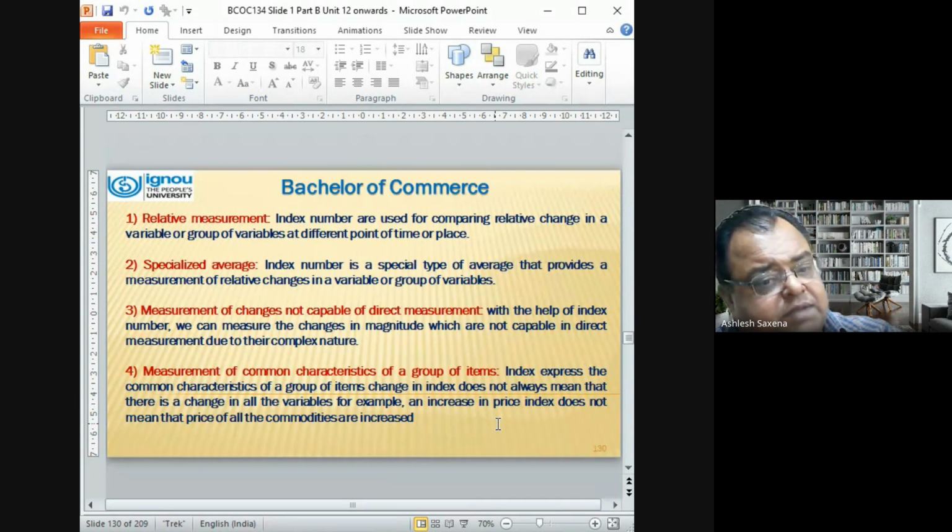Fourth one is measurement of common characteristics of a group of items. An index number expresses the common characteristics of a group of items. A change in index does not always mean that there is a change in all variables. For example, an increase in price index does not mean that the price of all the commodities increased.